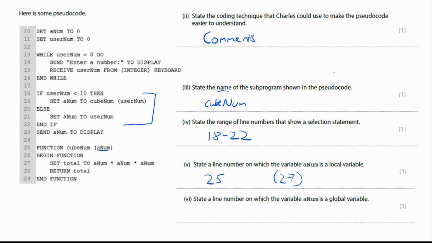So that's where it's a local variable, and then we've got to state where it's a global variable. I mentioned that's right at the top because any part of this program can use this now because it's declared of global scope. So it's line 10.